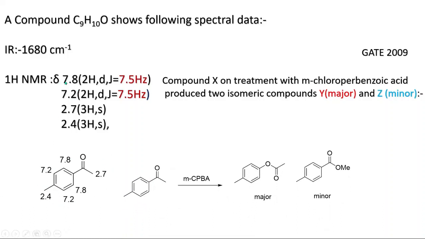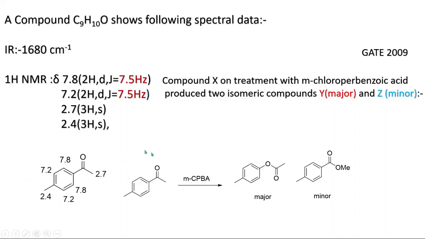Now if you see the NMR data, 7.8, 2 hydrogen doublet, J equal to 7.5, these two are coupling partners. 7.8 and 7.2 correspond to these aryl protons: 2 hydrogen at 7.2 and 2 hydrogen at 7.8. And 2.7 will be these 3 hydrogens which are attached to the carbonyl group, and the 2.4, 3 hydrogen singlet, will be this CH3 which is attached to the benzene ring. So this will be my compound X.